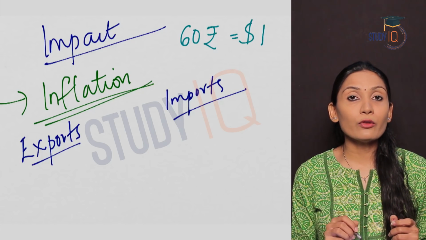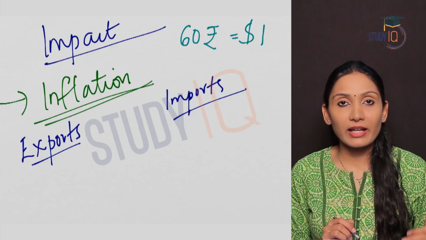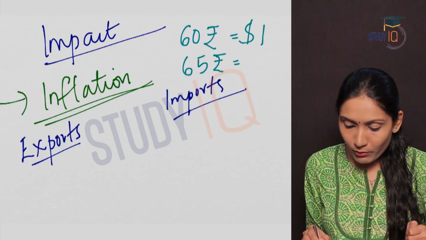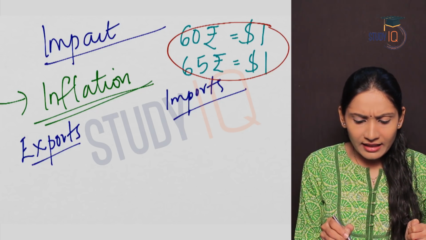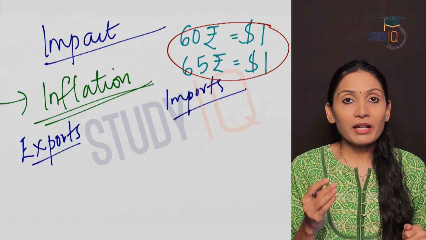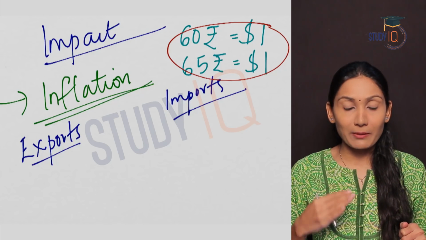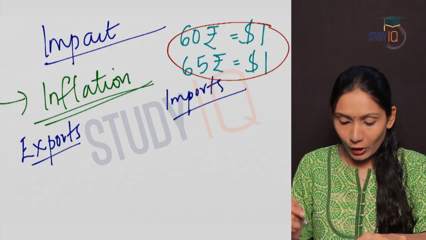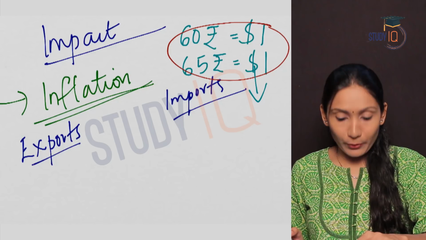And during devaluation, what happened? The central bank of the economy reduced the value of currency, which means that now it is 65 rupees for $1. What does this mean? This means that earlier with 60 rupees you were able to purchase $1. But now the value of the Indian rupee has come down. So now you need to pay 65 rupees in order to buy $1. And now see how this affects the exports and the imports.